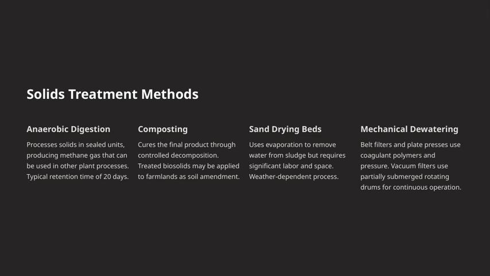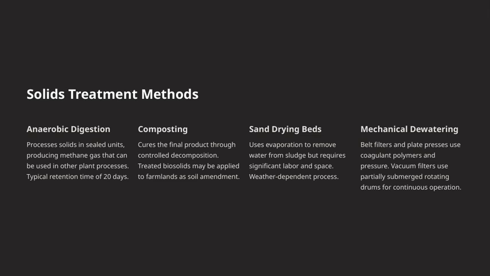Next is composting. Here, the biosolids are subjected to controlled decomposition, which helps cure the material. Once treated, these biosolids can be safely applied to farmlands as a soil amendment, returning nutrients to the soil and supporting agricultural productivity. Then we have sand drying beds. This method relies on evaporation to remove water from the sludge.